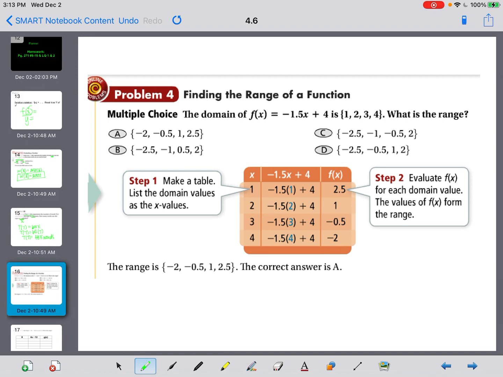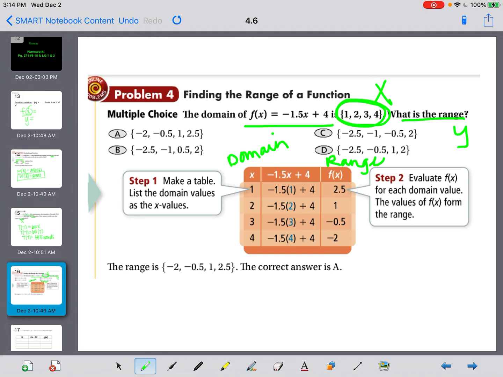All right, now they want you to be able to find the range of a function if they give you the domain. So remember that the domain is your x values. The range is your y values, or this f of x. The domain of f of x equals negative 1.5x plus 4 is 1, 2, 3, 4. So this is what they're telling you you have to plug in for your x's. And what they want you to give them is the y values.